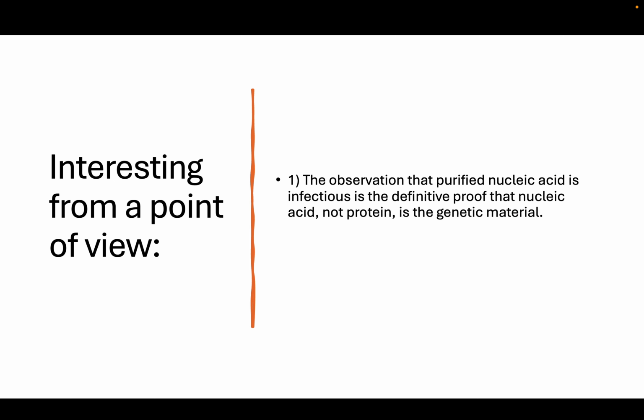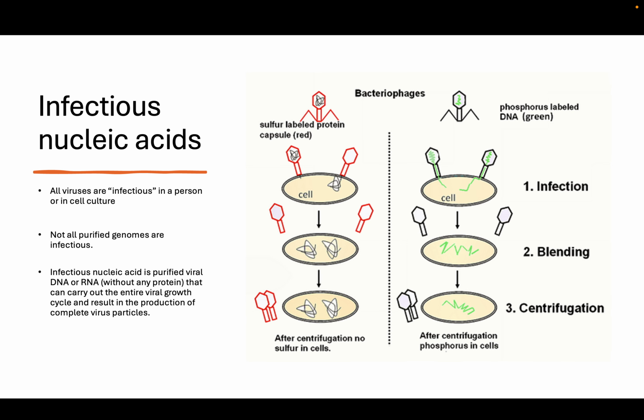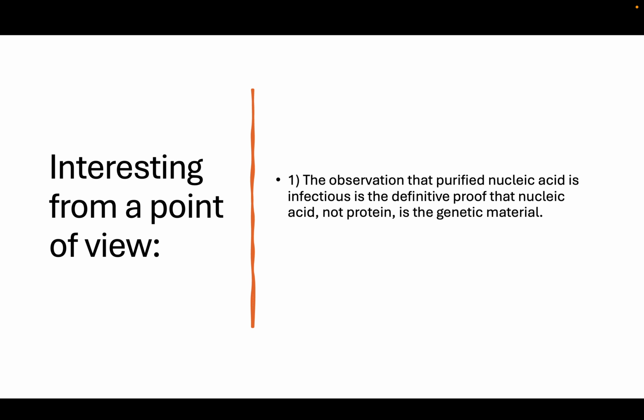But why is this interesting? Why is infectious nucleic acids an interesting point? Well, the observation that purified nucleic acid is infectious is the definitive proof that nucleic acid, not protein, is the genetic material. This really nailed the nail in the coffin to the whole dilemma. What is the thing that is causing the hereditary, or let's say, infectious? Is it really the protein or is it the DNA? No, it is the nucleic acid that is the genetic material. That's the hereditary element.